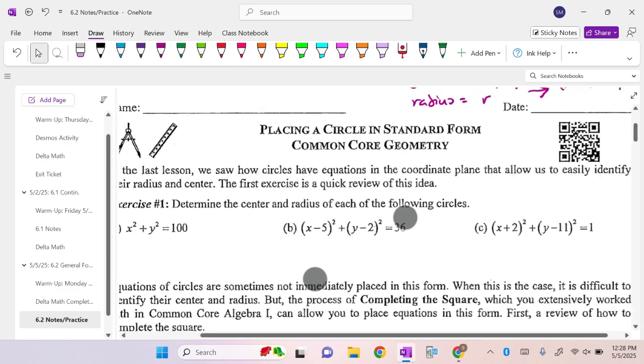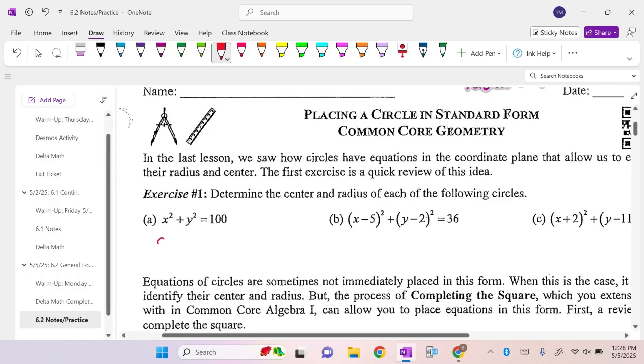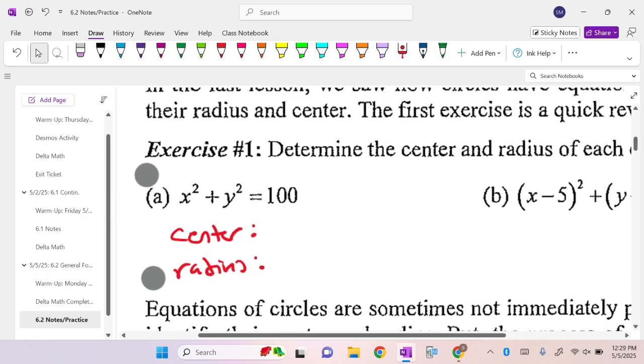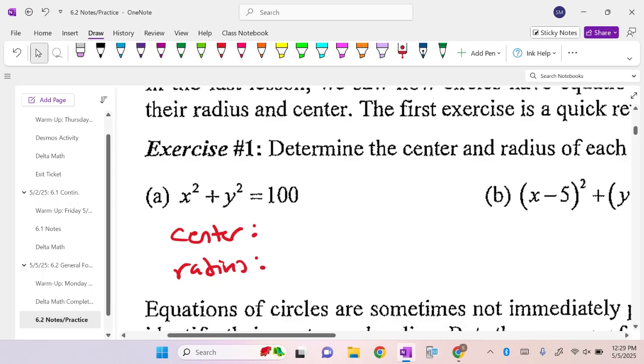For exercise 1, all I'm stating is what the center point is and what the radius is. Can someone tell me what the center point of letter A is? Not 1. Think about it. If we're subtracting something from the x and the y, but we're just left with x and y, what do we actually subtract? 0. So what do you think my center point is? (0, 0). Good. Now, what's my radius? 10. Take the square root of 100, you get 10.